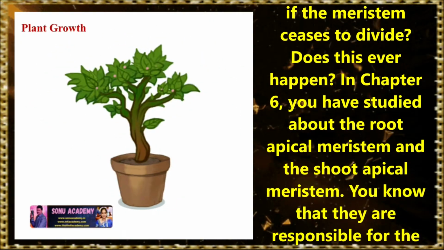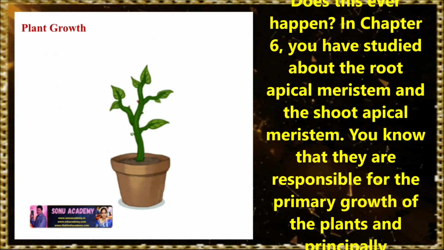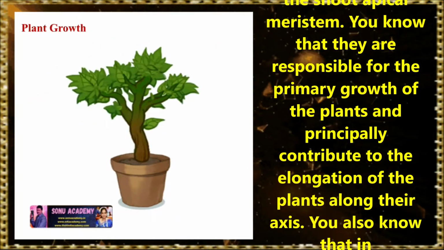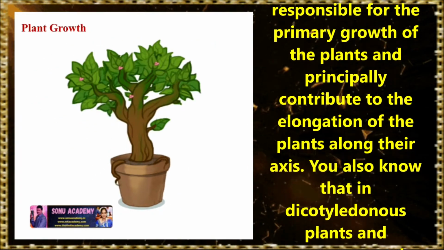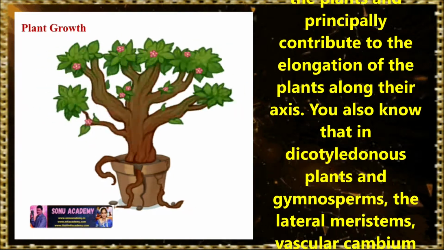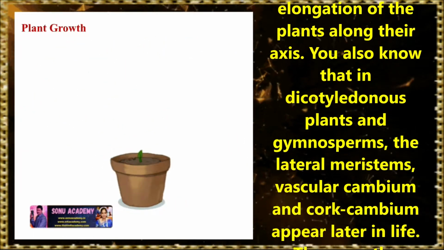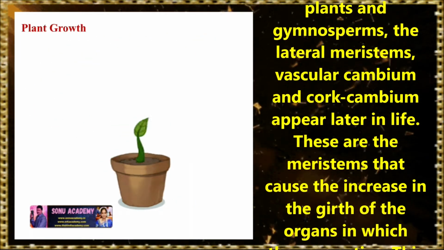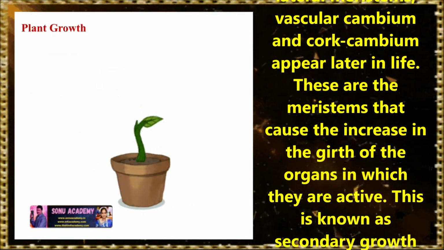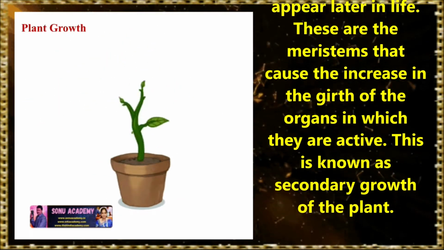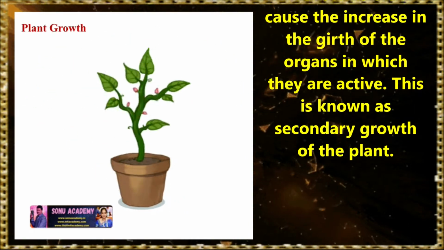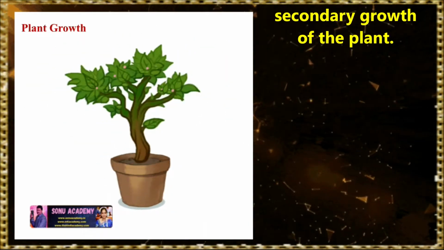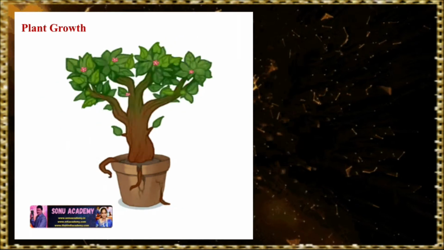What would happen if the meristem ceases to divide? Does this ever happen? In chapter 6, you have studied the root apical meristem and shoot apical meristem. You know that they are responsible for the primary growth of the plants and principally contribute to the elongation of the plant along their axis. You also know that in dicotyledonous plants and gymnosperms, the lateral meristems, meaning vascular cambium and cork cambium, appear later in life. These are the meristems that are active in what is also known as secondary growth of a plant.